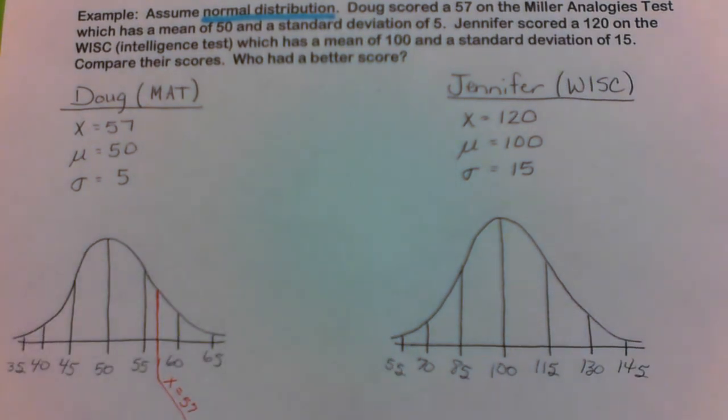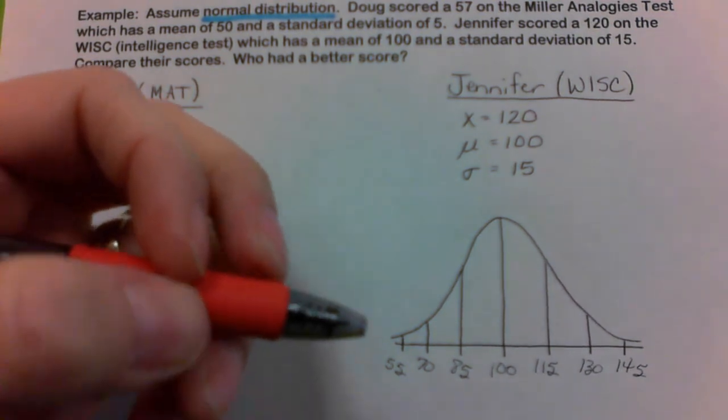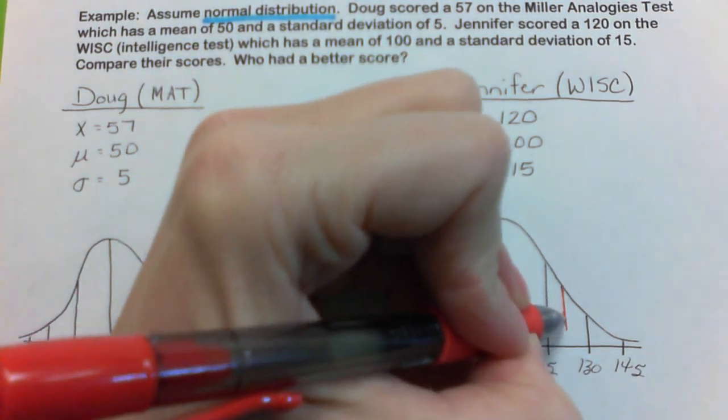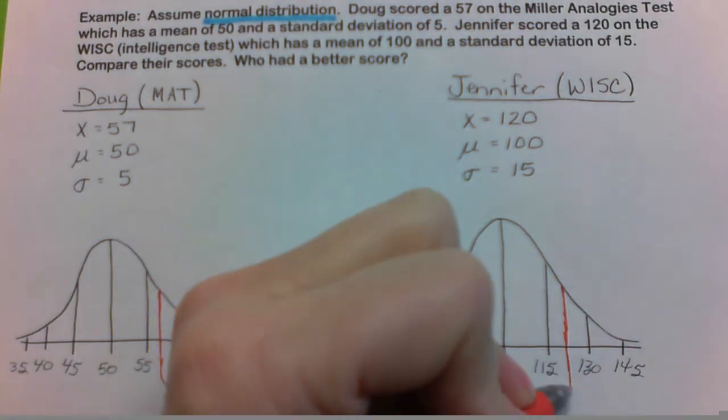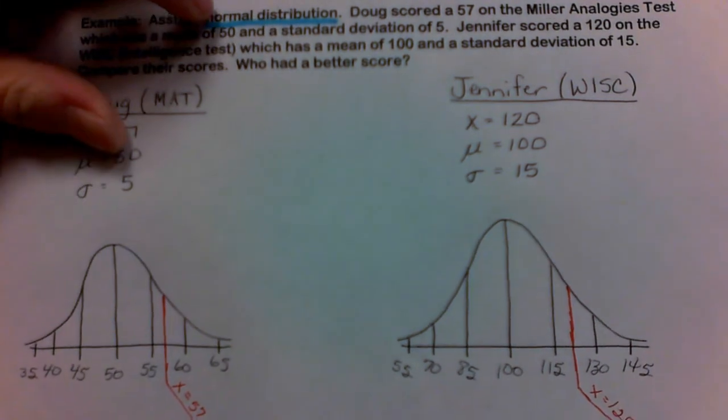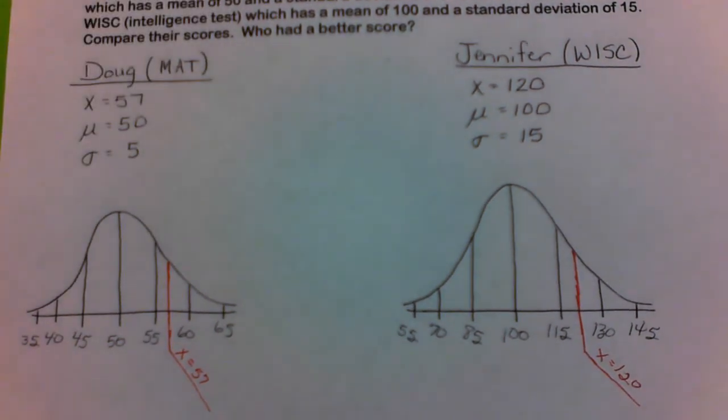All right, so if we wanted to see how Jennifer did, she scored a 120, so she did above average. She would be about right here. Then it says, who scored better? Well, I would look at this and go, they both scored above average, and they both scored between 1 and 2 standard deviations. So right now, I can't say with 100% certainty whether Doug did better on his test than Jennifer did on hers. It looks a lot like they did about the same.